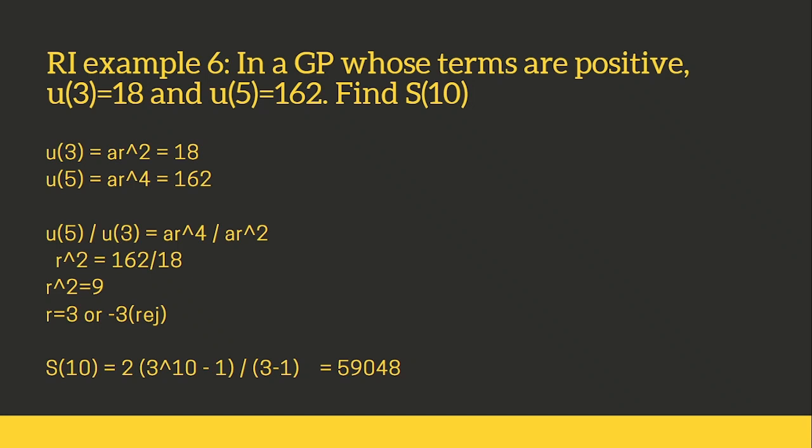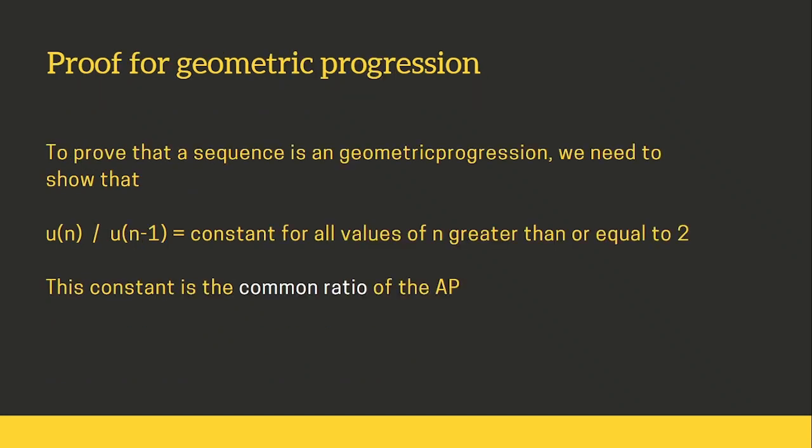Then to find the sum of the first n terms, we're going to use the previous formula. So 2 times r to the power of n, and this r is 3, the number of terms is 10, minus 1, divided by the ratio, which is 3 minus 1. You get 59048.